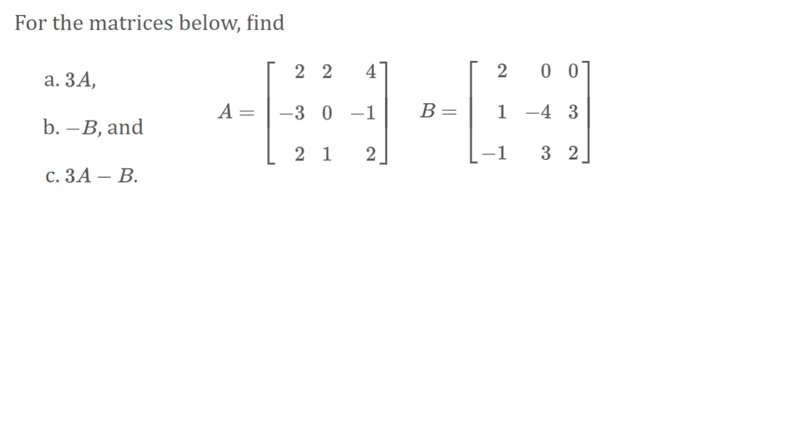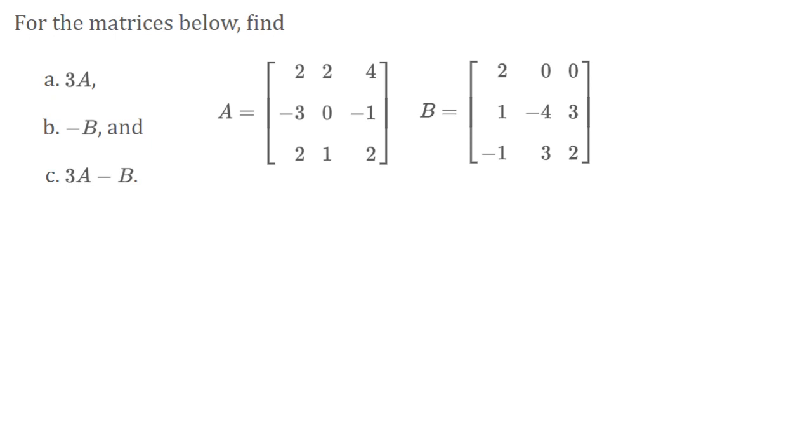Now, what's the size of this matrix? This is a 3 by 3 matrix. So this is a square matrix. When the number of rows equals the number of columns, it's a square matrix. This is a 3 by 3 matrix. B is also a square matrix. It's a 3 by 3, 3 rows, 3 columns.